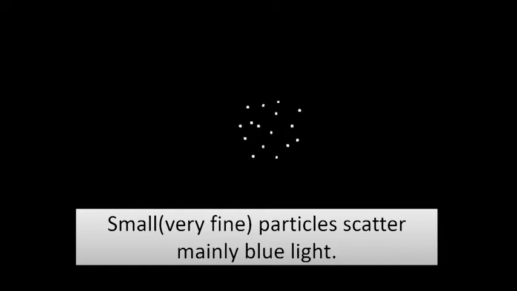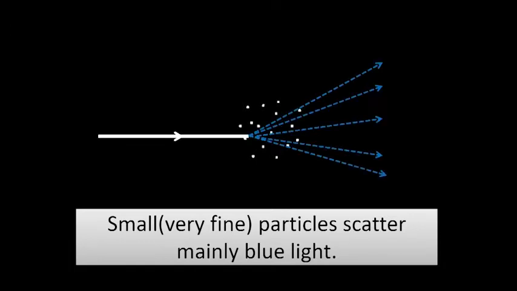Here small means very fine particles. Already you know which are the small particles or the fine particles. As soon as they pass through the earth's atmosphere, the small particles scatter mainly blue light. I mean they scatter mainly the color of light which has less wavelength. In this way, the larger particles as well as the smaller particles are going to scatter the white light.